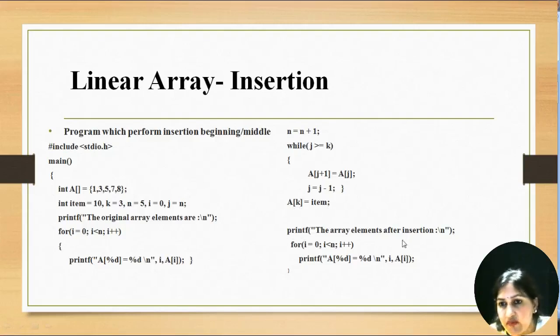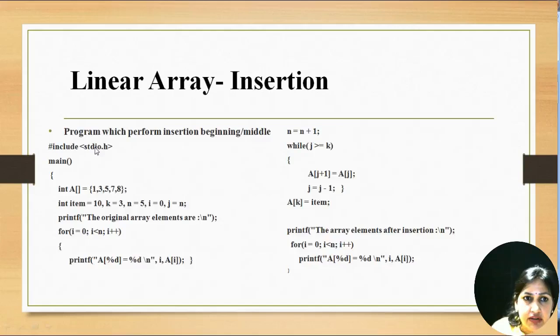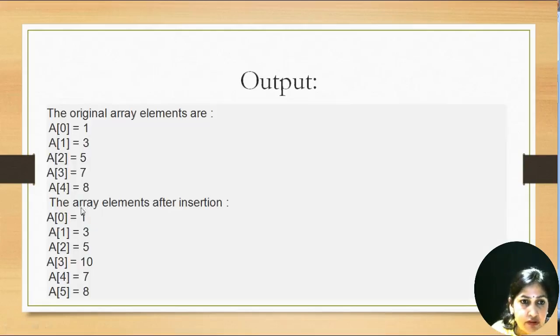After this, we print the new array. We can see this as the output. The original elements are 1, 3, 5, 7, 8, which is the original array. But after inserting item 10 at the third location, we get 1, 3, 5, 10, at the 0th location, first location, second location, third location, and 7 and 8 are shifted to locations 4 and 5.